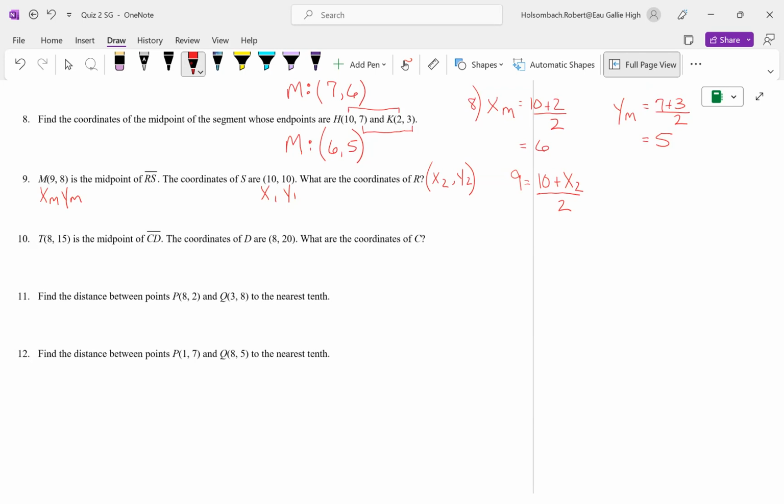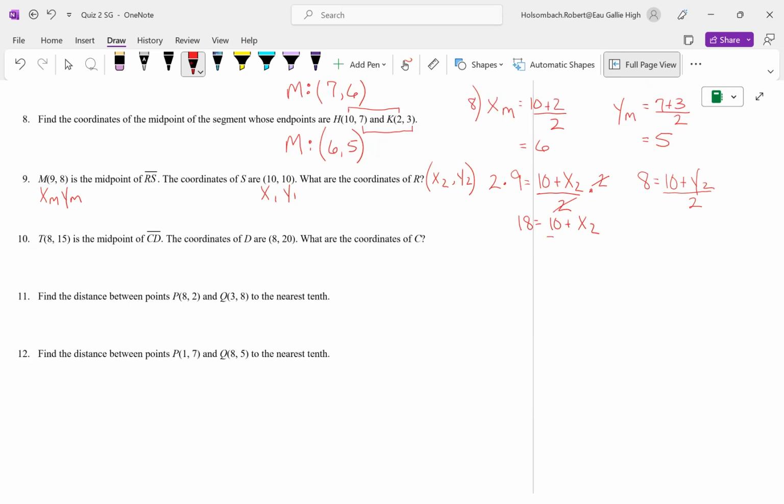Then our y at the middle is 8, and our 8 is equal to our y sub 1, which is 10, plus our y sub 2 divided by 2. Now, the first step to solve these equations is going to be to multiply by 2. Multiply both sides of the equation by 2. When you do that, these 2's cancel. So we get 18 equals 10 plus x sub 2.